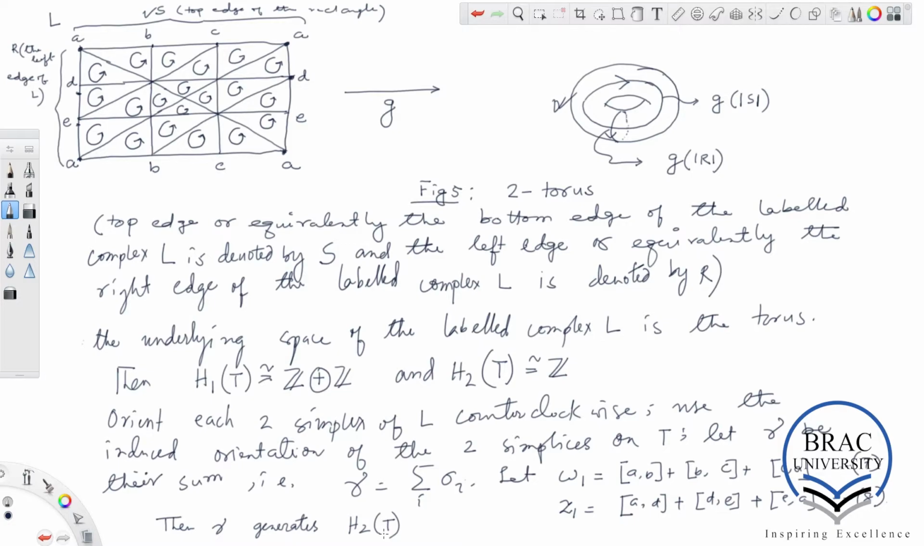All right, and W1 and Z1 represent a basis for H1 of T. This is the statement of theorem 3, which concerns the first homology group and the second homology group of the two torus.